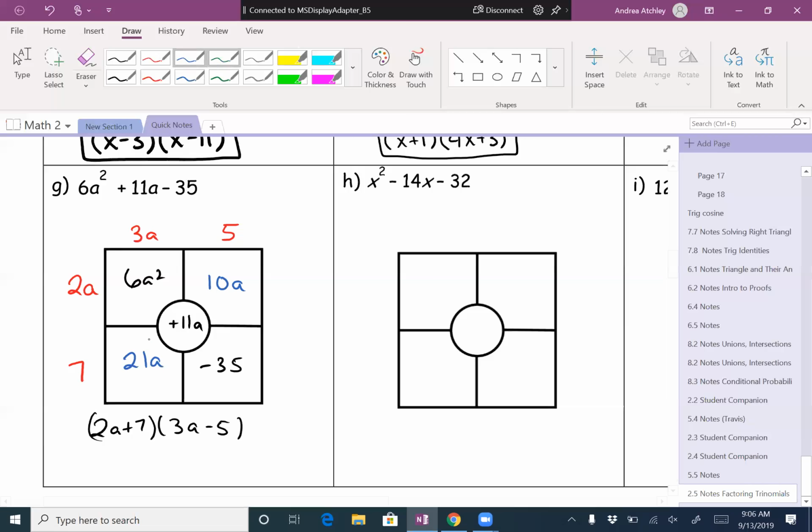They're going to be opposite signs because this is a negative. So one's going to be negative, one's going to be positive. I need the 10 to be negative to get a positive 11. If the 21 was negative, then the 11 would be negative. So this 5 is going to be negative, and this 7 is going to be positive.